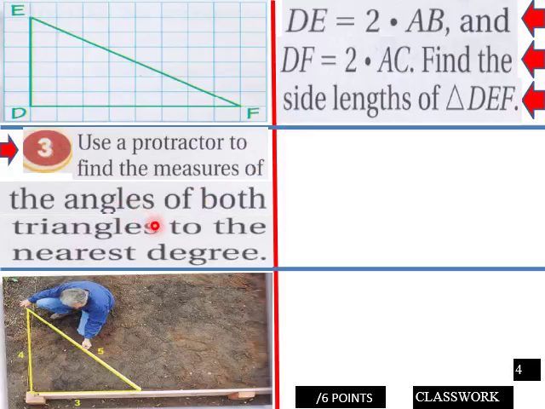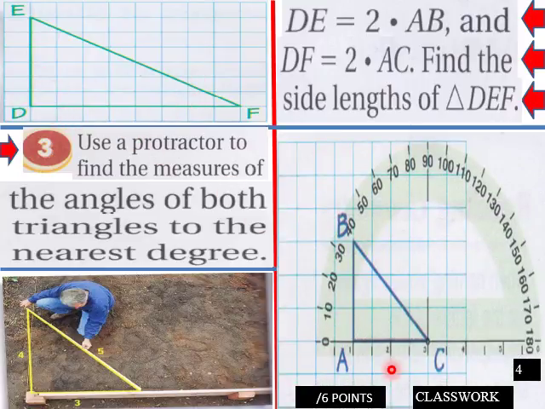Use a protractor to find the measures of the angles of both triangles to the nearest degree. So go ahead and do that. Find your measures of this angle and this angle. We know this angle here. This is the way that you use a protractor: for example, you place the hole in your protractor over this vertex here, and then this angle up here will measure just under 40 degrees, about 38 degrees or so. That's an example of how you would find your angle measurements. Do that as an exercise.